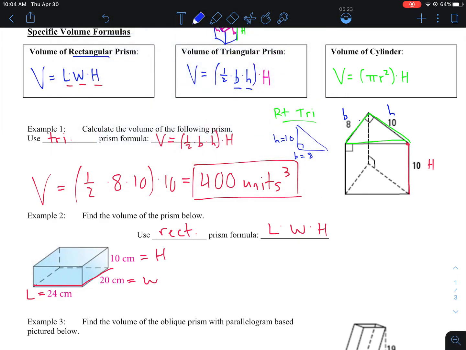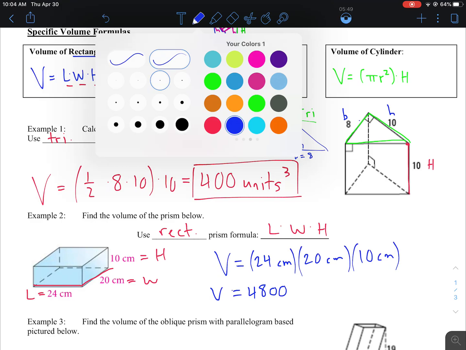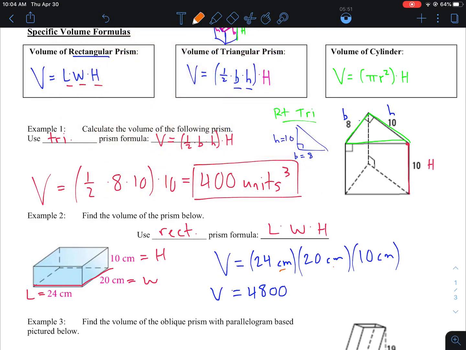All right? So the work for this is to multiply length, which is 24 centimeters, times width, which is 20 centimeters, and height, which is 10 centimeters. It doesn't matter what order you write those numbers in. If you multiply, you're going to get the number 4,800. And if you know anything about properties of units or exponents, centimeter times centimeter times centimeter is centimeter to the third power. That's why it's cubic units when you do volume.